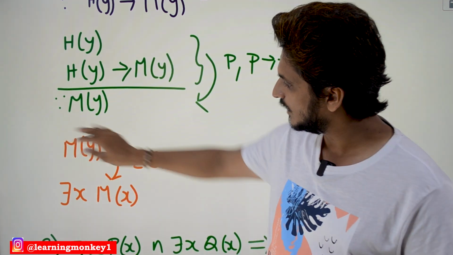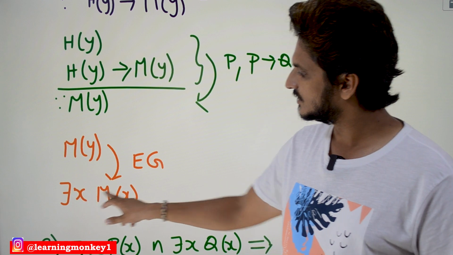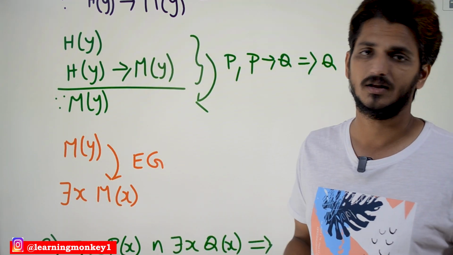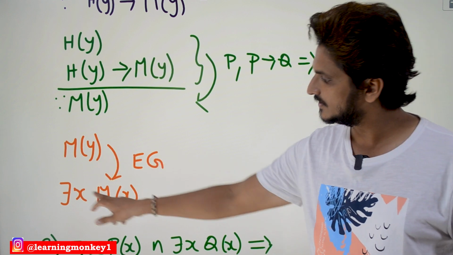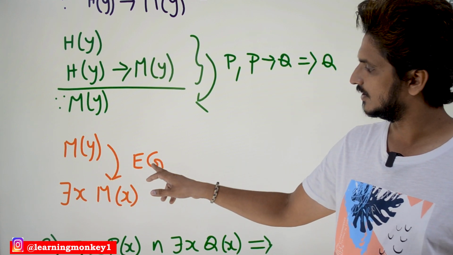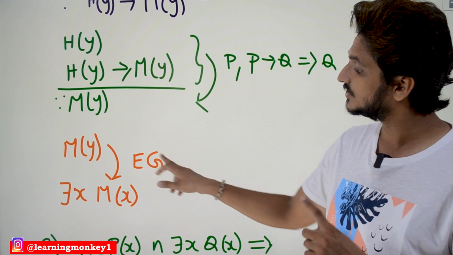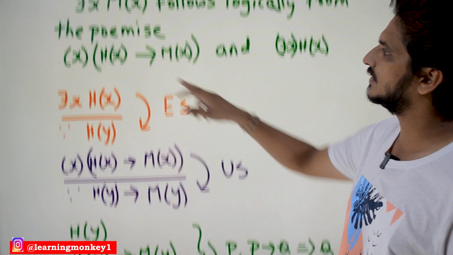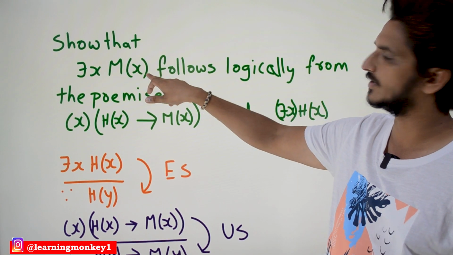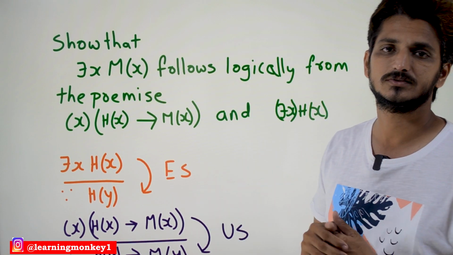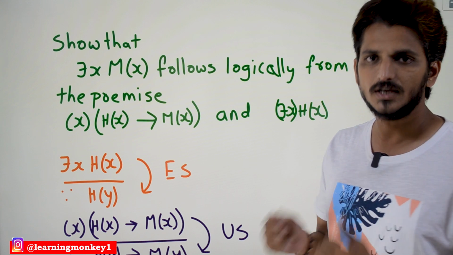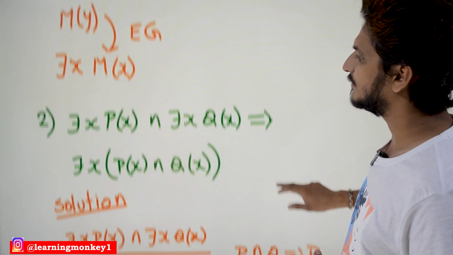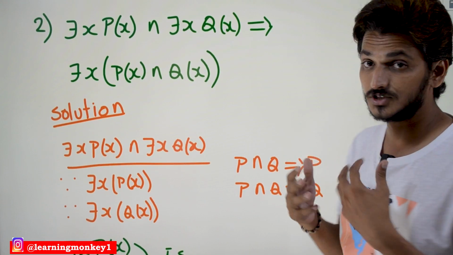From m of y, we can write there exists x m of x by existential generalization. It's not universal generalization, it's existential generalization. So this is what we needed, what they have asked: there exists x m of x follows from the given premises. Yes, it follows.